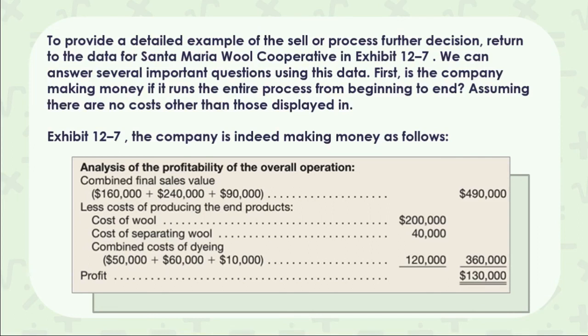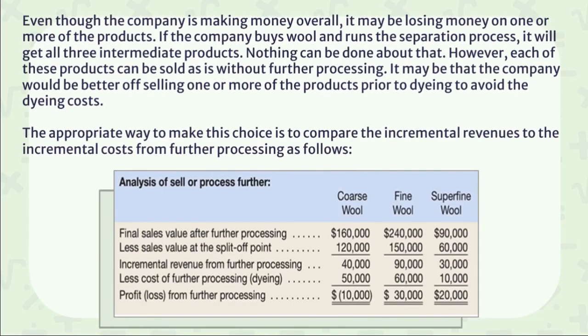So, we can calculate the total profit by, of course, subtracting the combined final sales from the cost of producing the end product. So $490,000 minus $360,000, so the total profit would be $130,000.